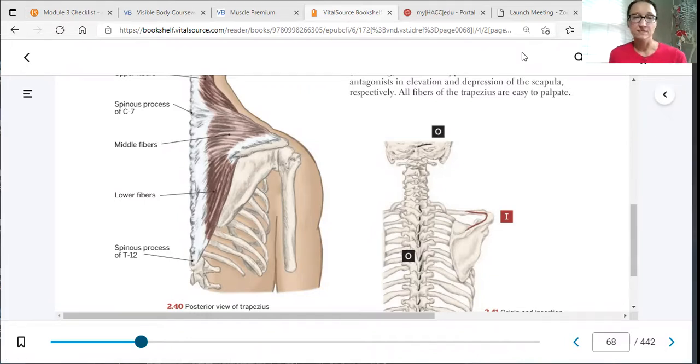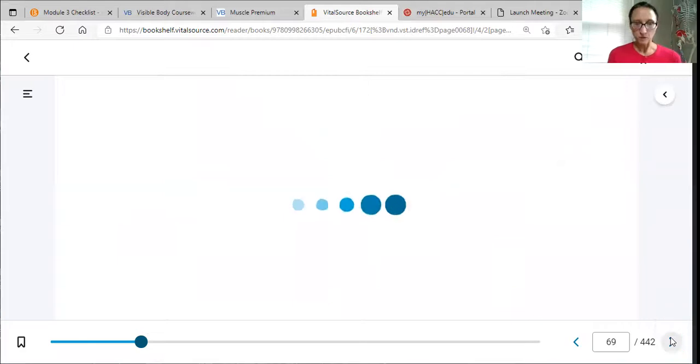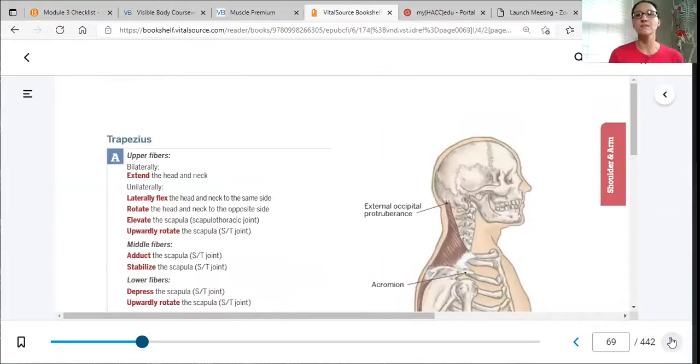So the more you say it, the easier it'll be. Now, the insertion, we already know. It is the lateral 1/3 of the clavicle, the acromion, and the spine of the scapula. Yes, okay, so let's go into the actions. Now that we know the attachment points, let's talk about the actions.